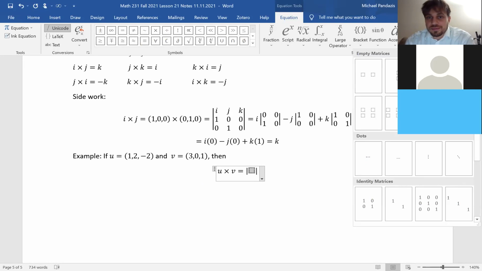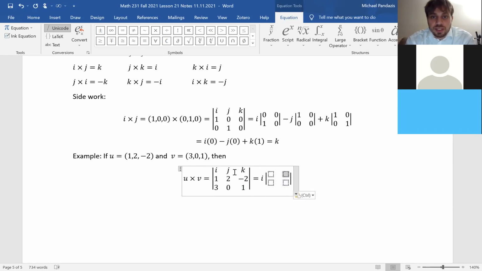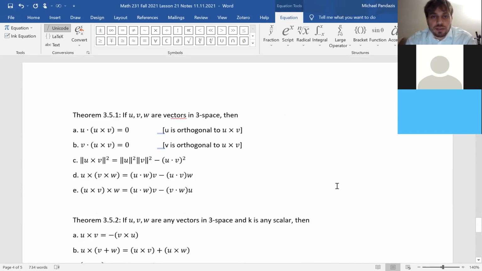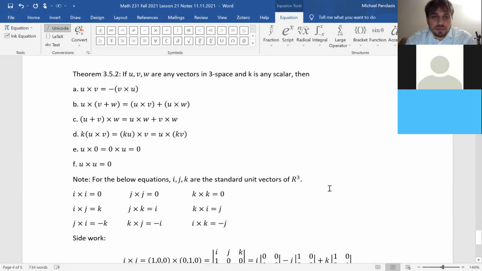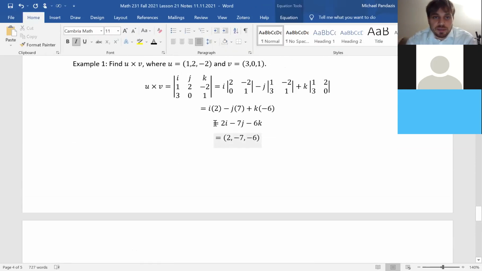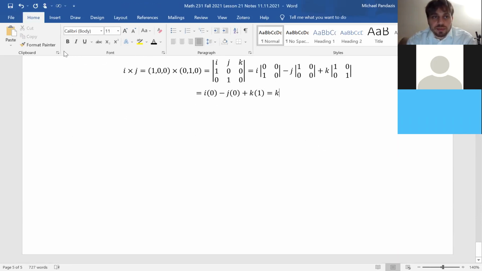I don't want to do this now. Do it: i, j, k, 1, 2, -2, 3, 0, 1. So we already did examples of this, and this is i times the determinant. Did I already compute this? Okay, I already computed it. We don't need to do it again. It's the same example I just did. It's right here: 2, -7, -6. Yep, good. Same example. Let's keep going.